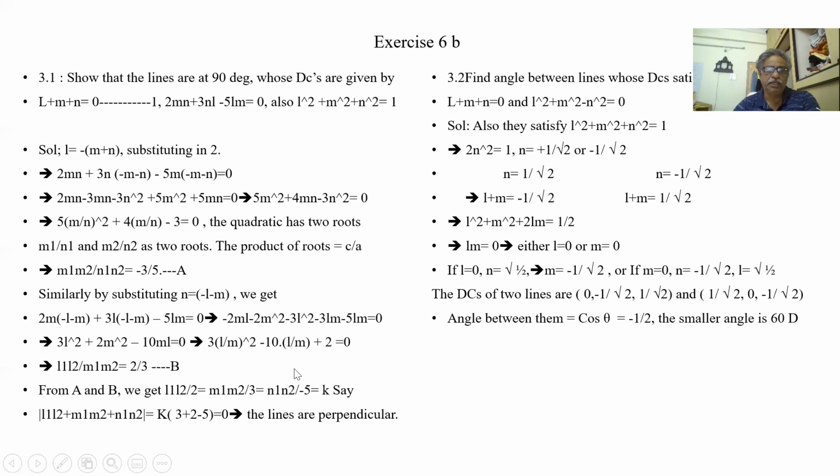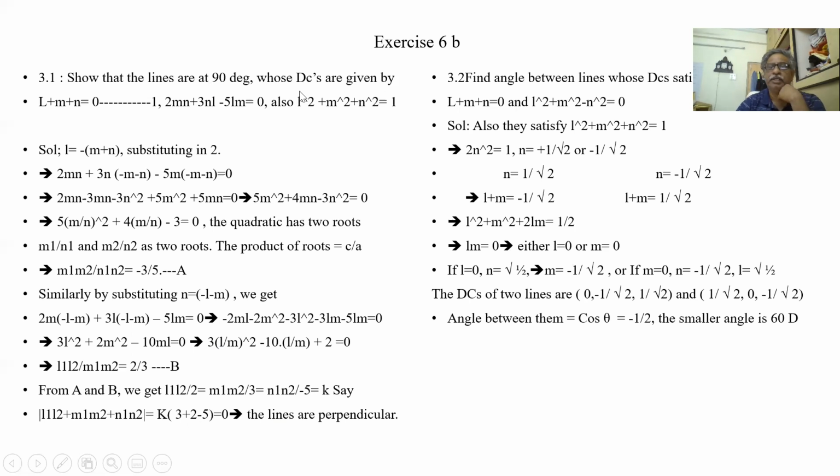So now we have to find out L1 L2 plus M1 M2 plus N1 N2, which is equal to cos theta. So let it equal to say K. So L1 L2 is equal to K into 2, M1 M2 is equal to K into 3, N1 N2 is equal to K into minus 5. So this is 0. So the dot product of the two lines is 0. That means it is a perpendicular line.